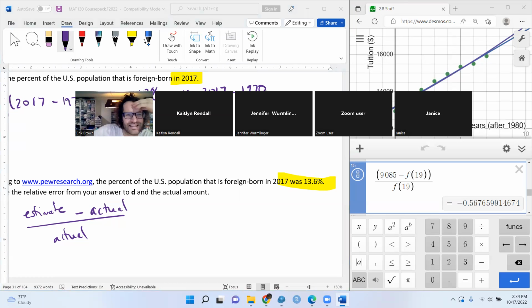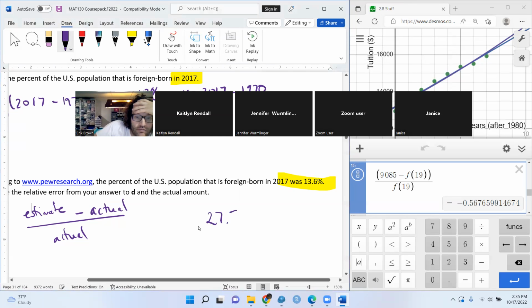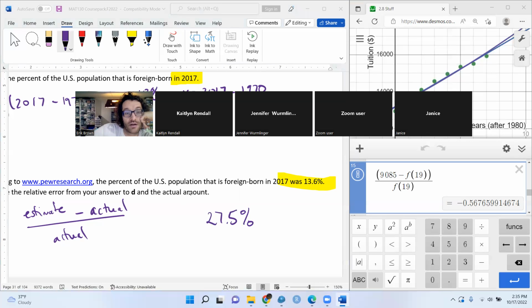How y'all doing? Is that making sense? So it's 27.5% off. If we did it this way, it's 27.5% above the actual. If you did it actual minus estimate divided by estimate, you'd probably have a slightly different number.